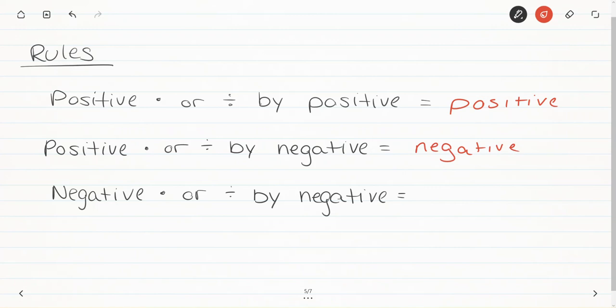But here's the interesting one. This negative person and a negative person. Well, if they're both negative together in their relationship with each other, they're probably going to get along, and they're probably going to have a very good relationship together. So this one's kind of funny. When you have a negative multiplied or divided by a negative, you actually end up with a positive result because they're happy together. They're both negative. And I'm going to show you another pictorial way of remembering that, but that's my little story way to help you with that one.